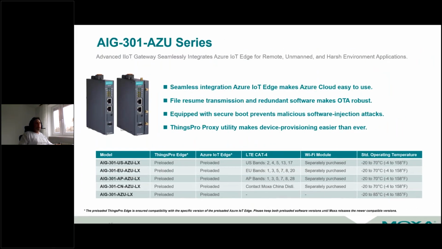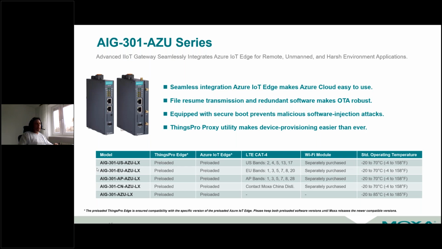The next representative of our ARM product portfolio is the Advanced Industrial Gateway, AIG-300 Series-AZU. This computer should be released at the end of this month. It is similar hardware to the previous one you could see in the UC-8200 series, and we call it an Advanced IoT Gateway because it has already installed, we call it preloaded, Things Pro Edge and Azure IoT Edge software on it, for connecting to Azure Cloud. Everything is installed by us. It enables seamless integration with Azure IoT Edge, which makes using Azure Cloud very easy.